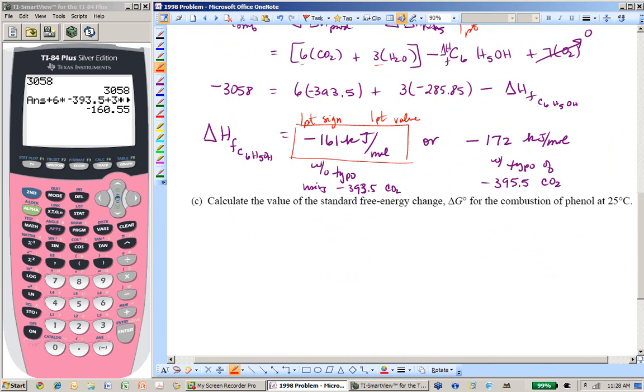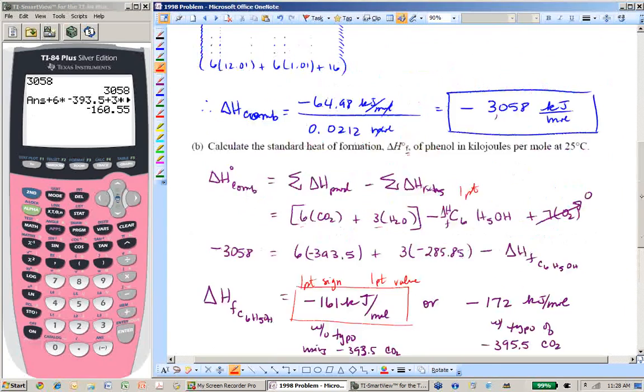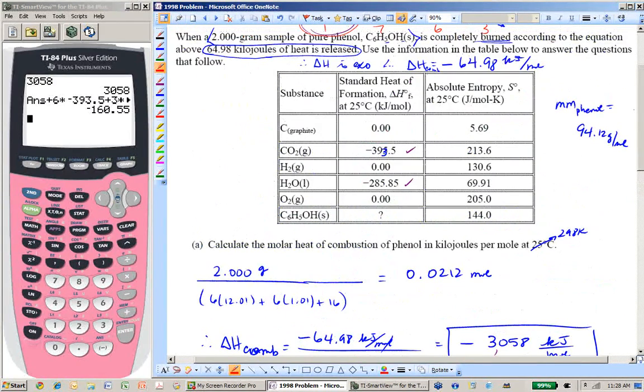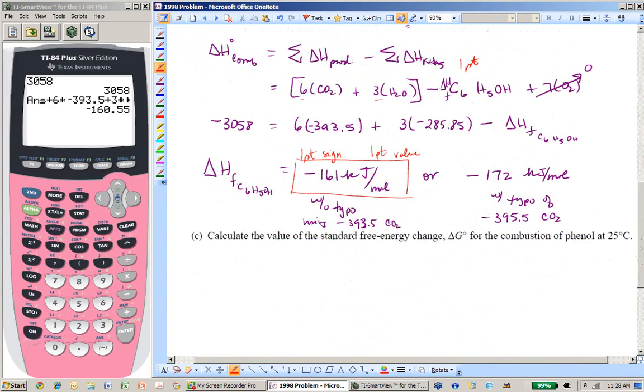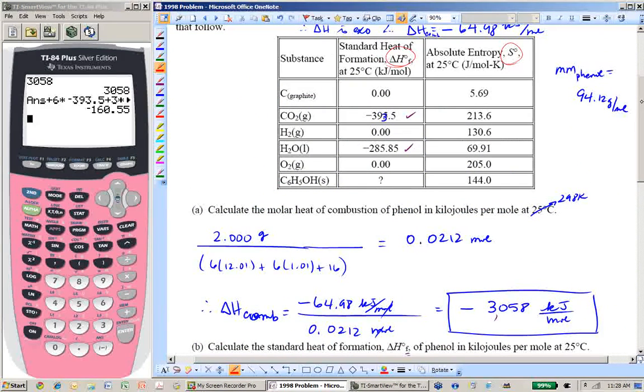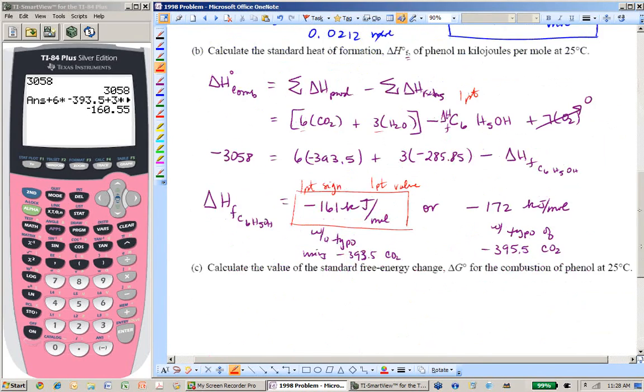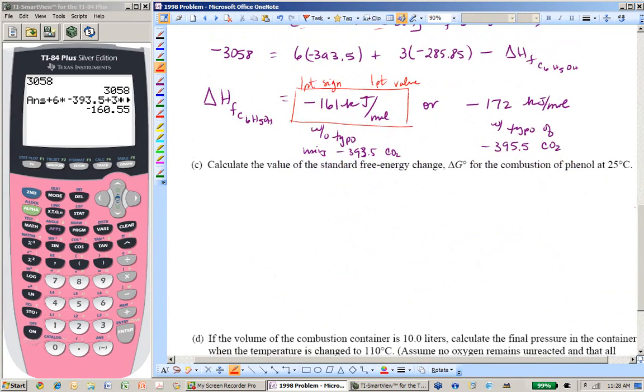Okay. Now, calculate the value of the standard free energy change, delta G, for the combustion of phenol at 25 degrees Celsius. Okay. Did you not feel that coming? Because they gave you the delta H's, they've given us the delta S's, and now they want us to use the granddaddy equation, the Gibbs free energy equation, and calculate delta G. So to do that, I've got to think through the fact that delta G equals delta H minus T delta S, but dang it! I don't have the delta S value, but I have the means in the table by which to obtain it. So there's more math in my future. That's why this is a problem, and it's why you have a calculator in your hand at the time.